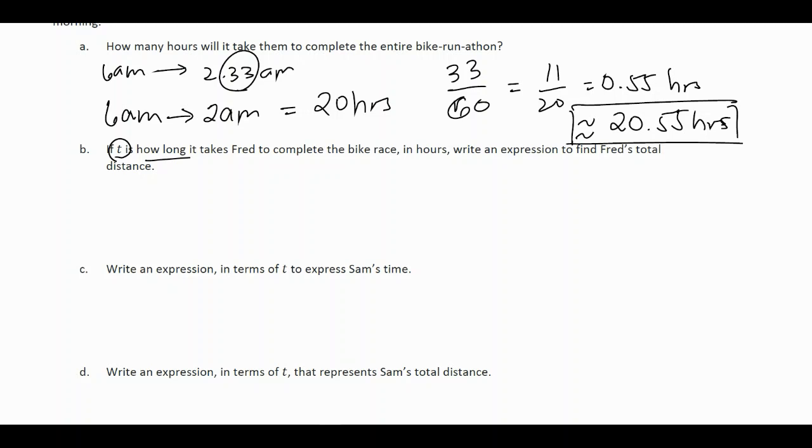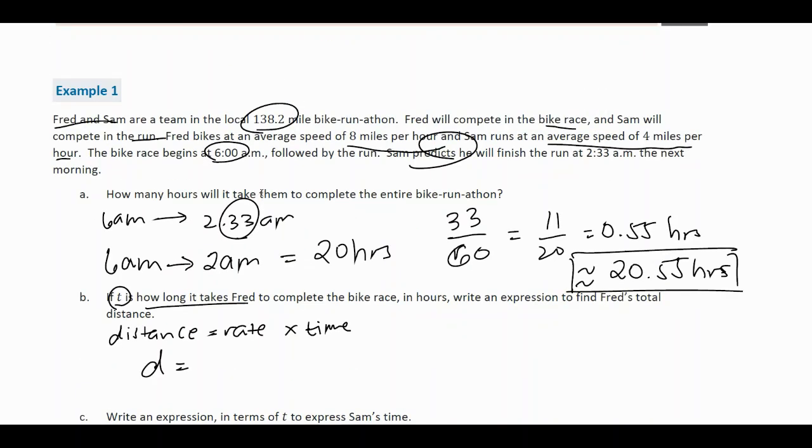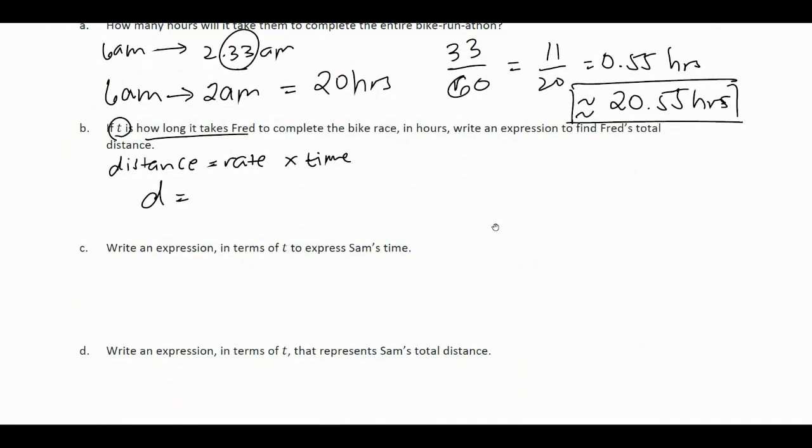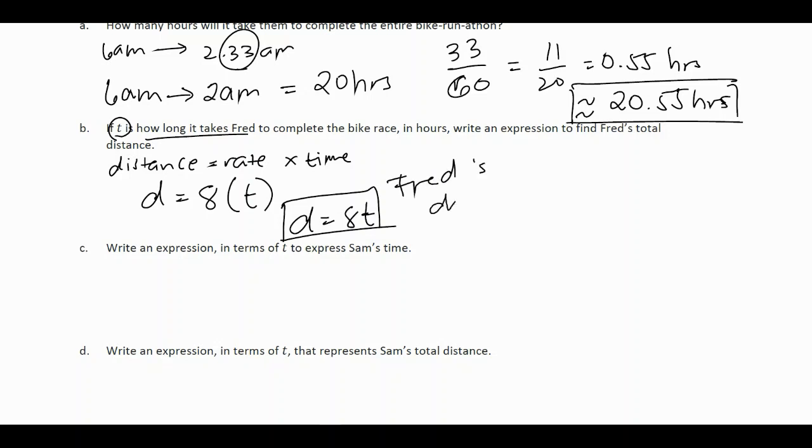If t is how long it takes Fred to complete the bike race, write an expression to find Fred's total distance. Remember that the distance formula is equal to the rate times the time. So the distance is equal to the rate, wherein the rate of Fred is 8 miles per hour. When we say rate, that is the speed, times the time, which is t. So basically 8 times t. This is our expression for Fred's distance.